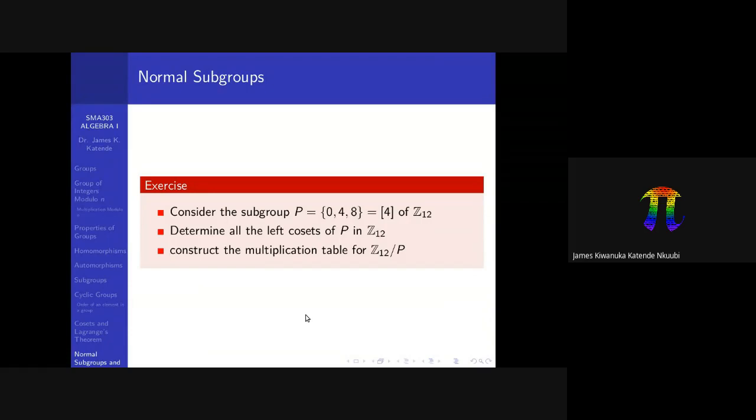So you've been given the group Z12, and you have a subgroup {0, 4, 8} as a subgroup of Z12. This is a cyclic subgroup generated by 4. Also 8 is a generator. Both 4 and 8 are generators. So the question here is, you need to determine all the left cosets of P in Z12.